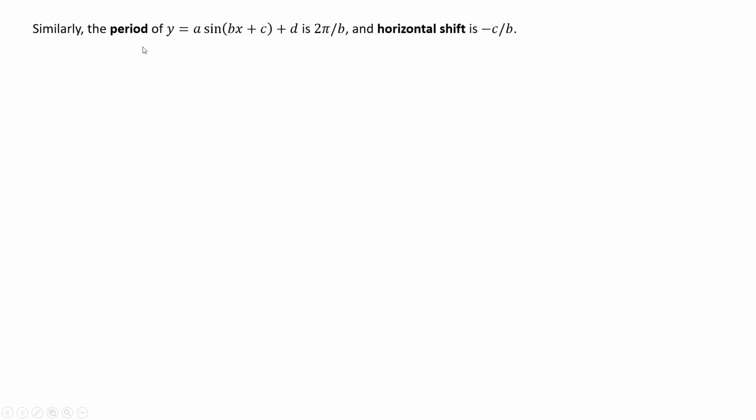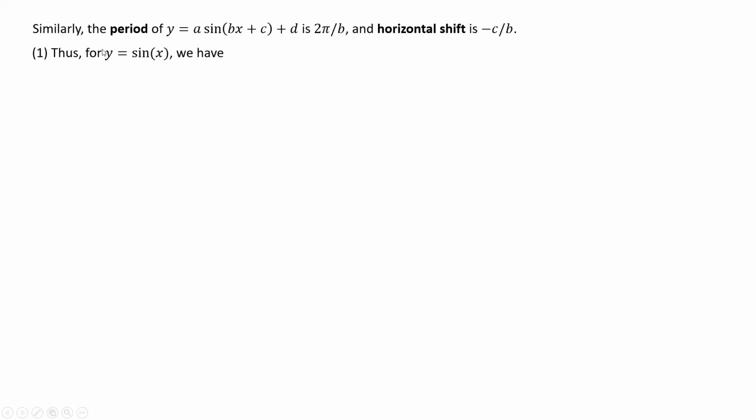So the period of y equals a sine of bx plus c plus d is 2 pi over b. Okay, 2 pi over b. And the horizontal shift is actually negative c over b. Cool. All right. Let's use those two things.